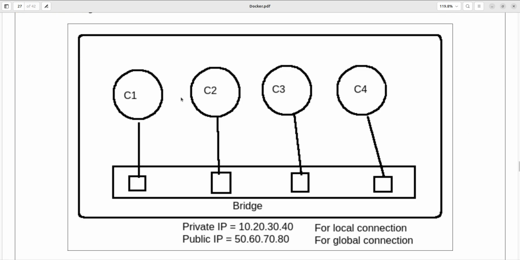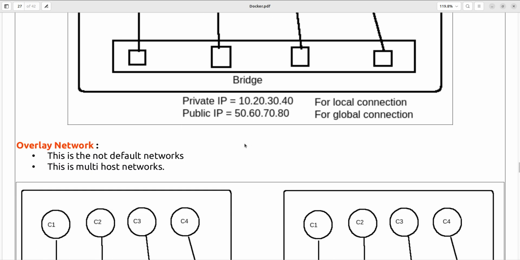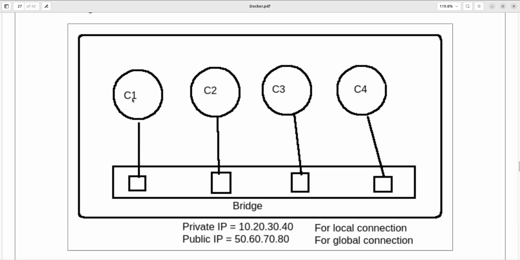From C1, if you want to communicate to C2, you can do. From C2 you want to communicate to C3, you can do. From C2 to C4, or C2 to C1, you can do. But the communication will happen using the bridge network. Okay, fine. And all these containers, C1, C2, C3, C4, will get a different IP address.